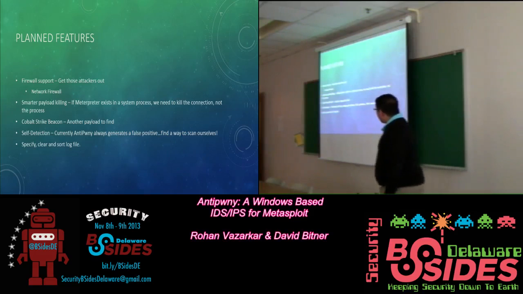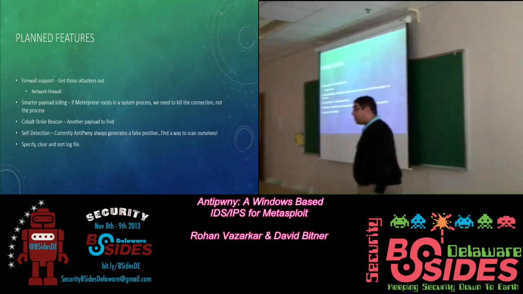Okay. We actually do want to detect Cobalt Strike's Beacon. If any of you have used Cobalt Strike, it's the big daddy of Armitage. It is awesome. Beacon is a very stealthy payload that we really like, and we want to find a way to detect it, because why not?